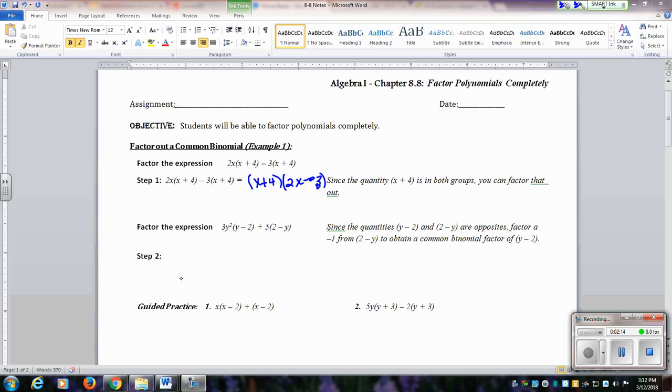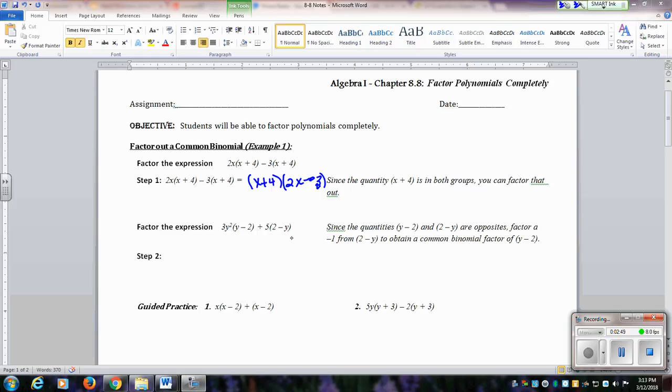So let's do the next example. We start with 3y squared times the quantity y minus 2 plus 5 times the quantity 2 minus y. Well, we don't have anything exactly the same, but we do have these quantities y minus 2 and 2 minus y. In other words, we have a positive y right here and a negative 2. But on this side, we have a positive 2 and a negative y. So we have just opposites. They are the opposite signs.